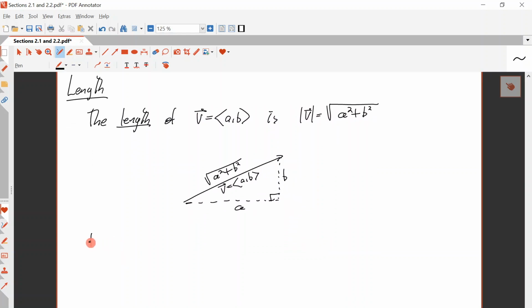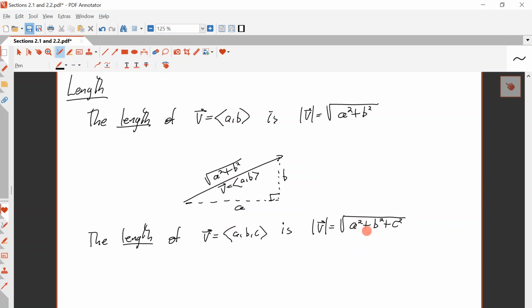And then in 3 dimensions, it has this form here. It's the square root of a squared plus b squared plus c squared. It's sort of a 3-dimensional analog of the Pythagorean theorem. And it looks like this.